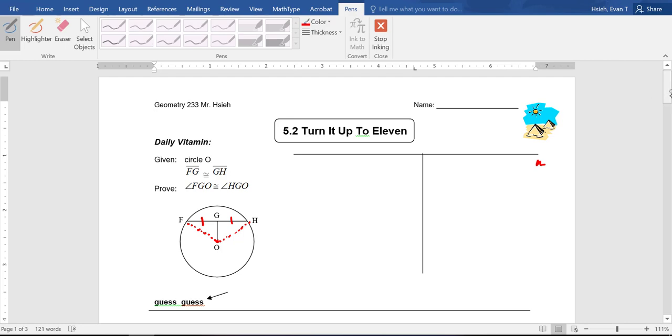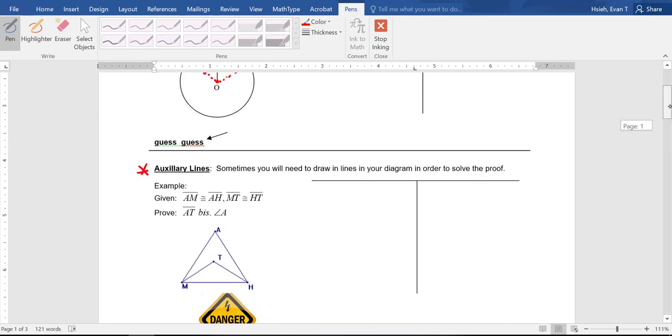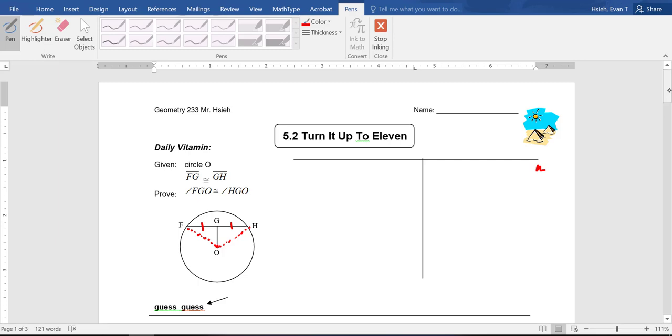And auxiliary lines, if you look to the bottom of the page, is right here. Okay, and it says that sometimes you'll need to draw it in your diagram in order to solve the proof. So in this case we drew the radii in there, and the way we'll do this in a proof is we'll say draw FO and HO. Two points determine a line, and in this case, it's a line segment.